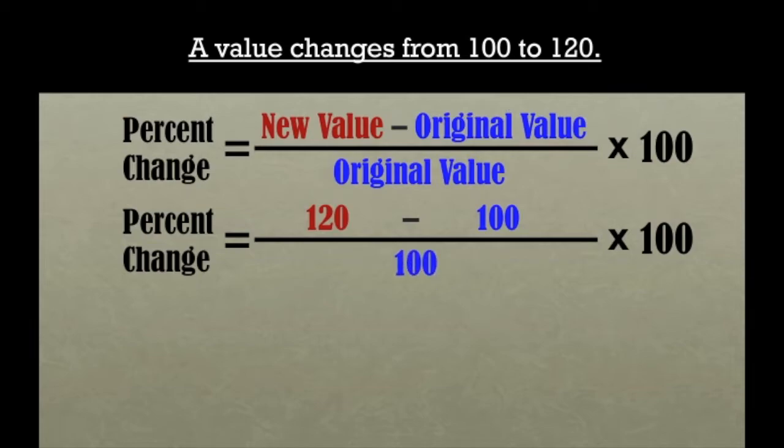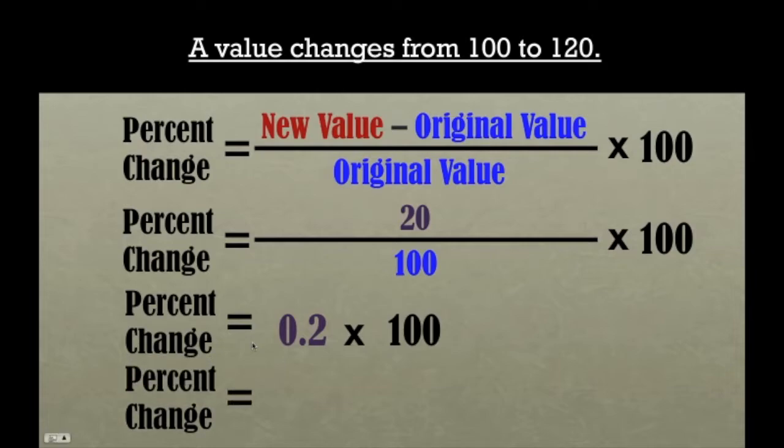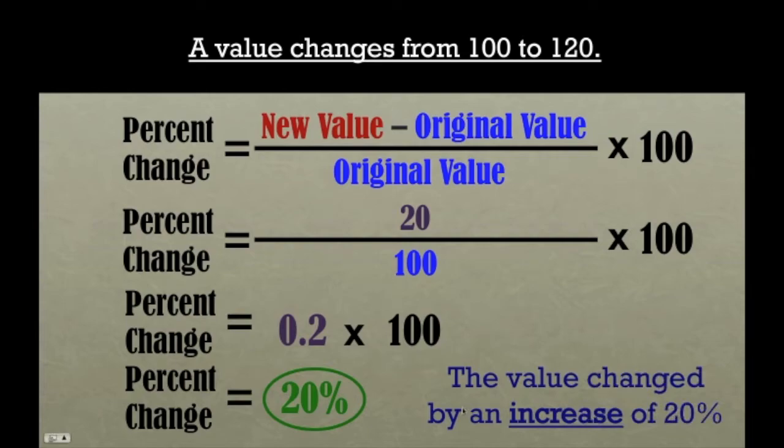So now we do our math. What's 120 minus 100? Well, that's going to give us 20. So what's 20 divided by 100? That's going to give you the decimal, 0.2. And we still have to bring down our times 100. So 0.2 times 100 is going to be 20%. So what that means is the value changed by an increase of 20%.